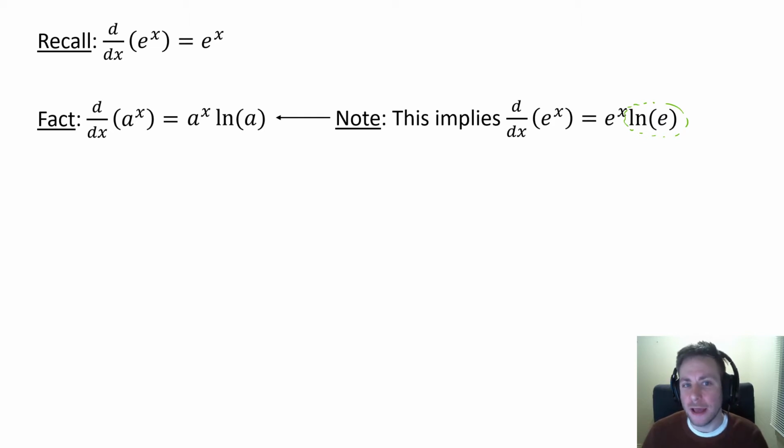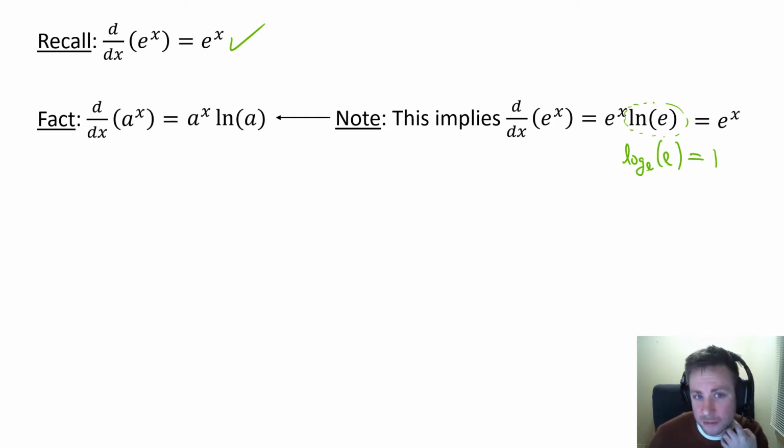Keep in mind that ln is short for log base e, and we know that asking for the value of log base e of e is the same as asking e to what power is e. But e to the power of 1 is e, so this logarithm has a value of 1. And so this expression simplifies to e to the x times 1, or in other words, just e to the x. So we can rest assured this is consistent with what we already know about the derivative of e to the x, and that is a good sign.